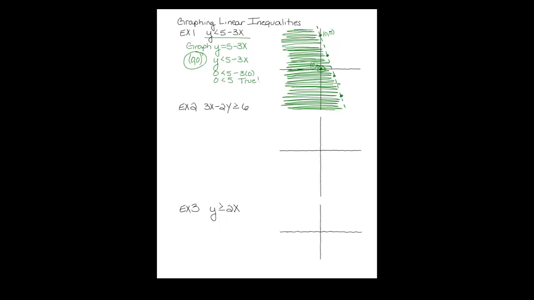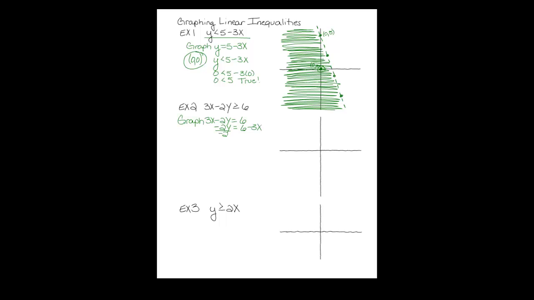Example 2. Here we have 3x minus 2y is greater than or equal to 6. Our first step is to graph the line. We want to make sure we can draw the line on the plane, and then we can decide whether or not to include it in our solution set. So to graph, you want to change the inequality to an equality sign. So 3x minus 2y equals 6. And solving for y, I want to write it in slope-intercept form. I'm going to subtract 3x from both sides. That gives me negative 2y equals 6 minus 3x.